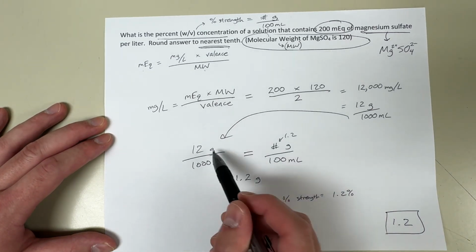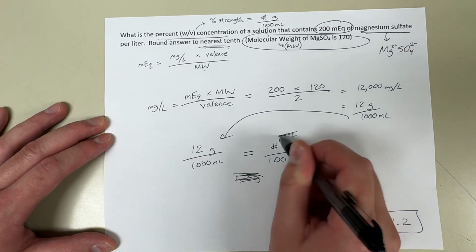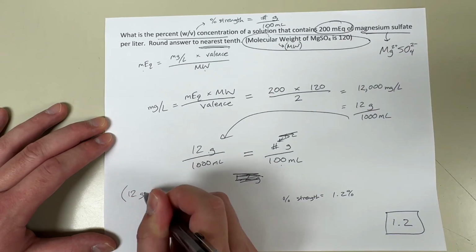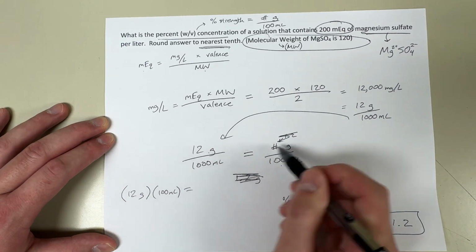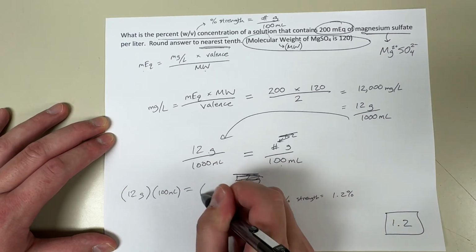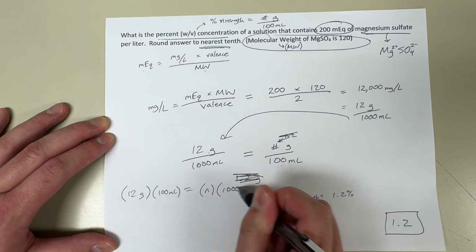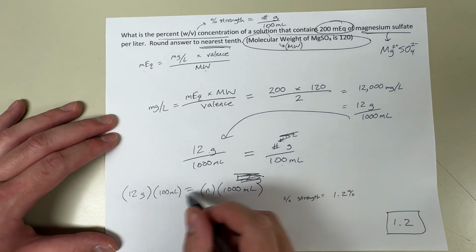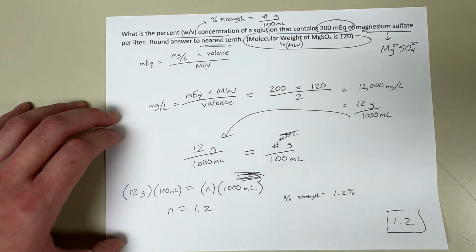I know people like to cross cancel instead. So instead of doing this, I just cross cancel. So 12 times 100 equals this variable, I'll just call it n, times 1,000. And then if you solve for that, you should get n equals 1.2, so you get the same answer.